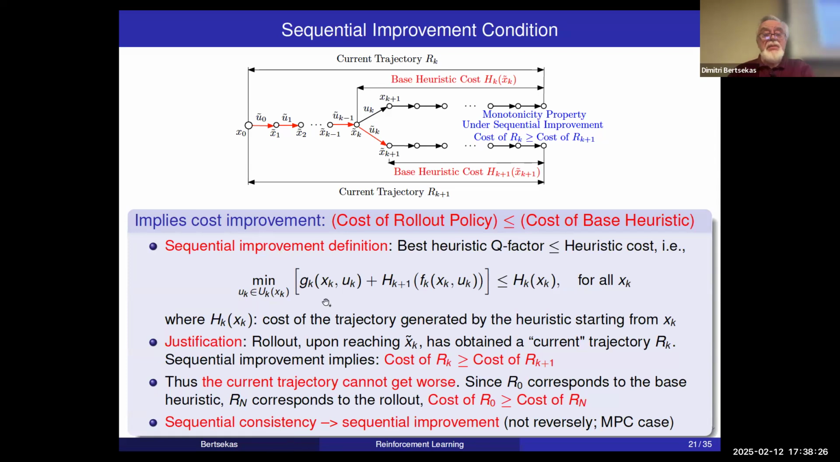So this, in two slides, is basically the theory corresponding to rollout for deterministic problems. It doesn't always guarantee cost improvement, but under relatively mild conditions, in fact, conditions that you can enforce with a clever modification, the cost of the rollout policy is less than the cost of the base heuristic. Any questions here?